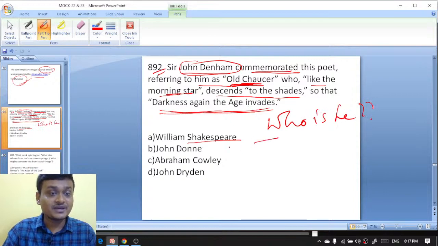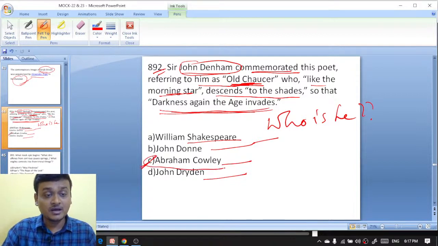Now William Shakespeare, John Donne, Abraham Cowley, John Dryden. The poem commemorating Abraham Cowley; Abraham Cowley is the right answer here.